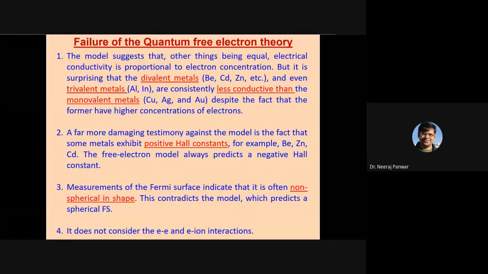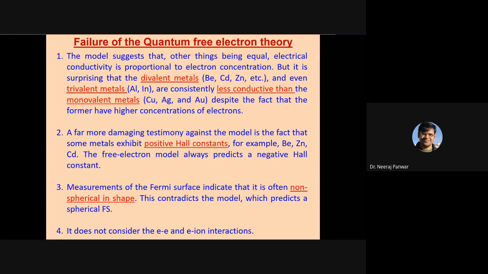Using the quantum free electron theory proposed by Sommerfeld, though it is successful in explaining many things, again it has several drawbacks also. This model, the Sommerfeld quantum free electron model, suggests that, other things being equal, electrical conductivity is proportional to electron concentration. We have the expression for electrical conductivity, N e squared tau upon m. So if other things are equal, sigma is proportional to N.